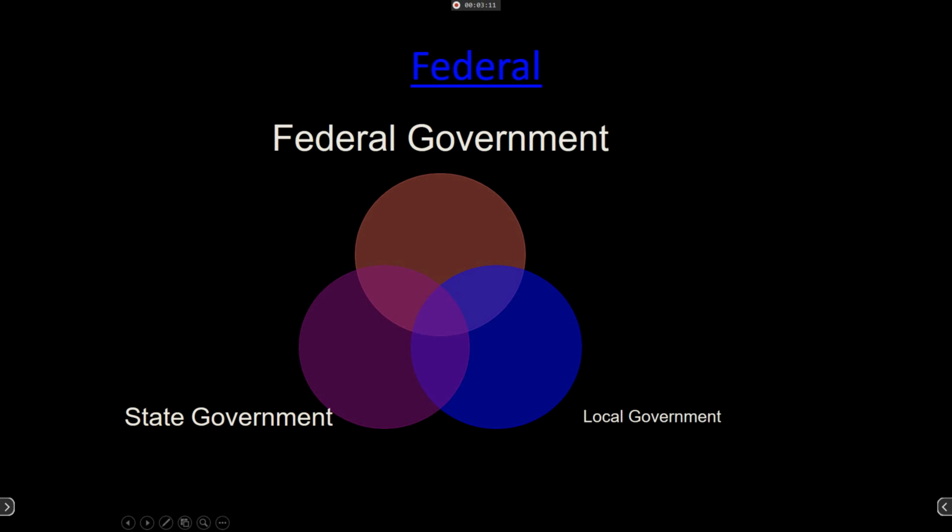I chose to demonstrate this as a Venn diagram because each group has their own specific powers that are reserved specifically for them in the Constitution. But they also have some overlapping powers. So sometimes they both can make rules about certain things. But in our system here in the United States, federal government always wins. So if the federal government and a state government make laws that conflict with each other, then the federal law always comes out on top.